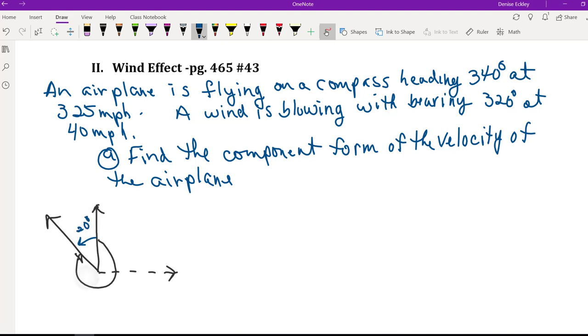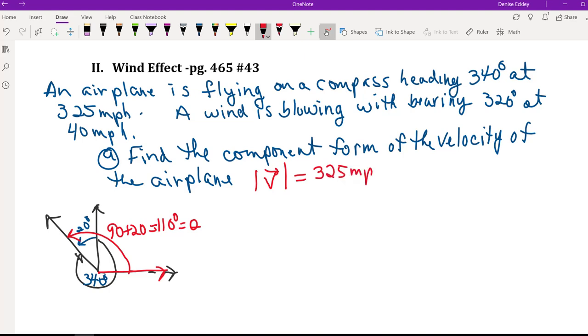20, this is 340. Okay, so our actual theta is going to be here, which is 90 plus 20, so that's 110 degrees. That's our theta. So we already have the magnitude. So the magnitude is given by 325 mph.